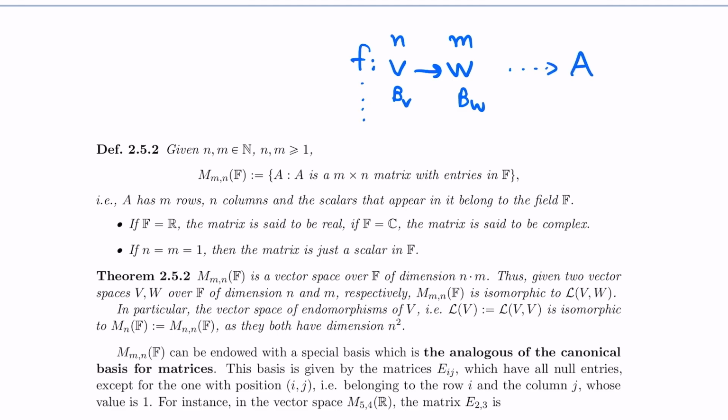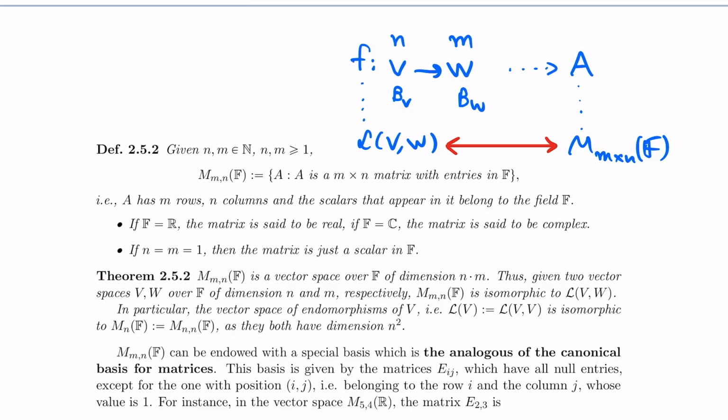This function belongs to L(V,W), and this matrix belongs to M_{m×n}(F), where F is the field over which V and W are defined. We know that the association between f and A is a bijection, and it is also linear. And so we have that there is an isomorphism between the vector space L(V,W) and the vector space of matrices of dimension m times n.